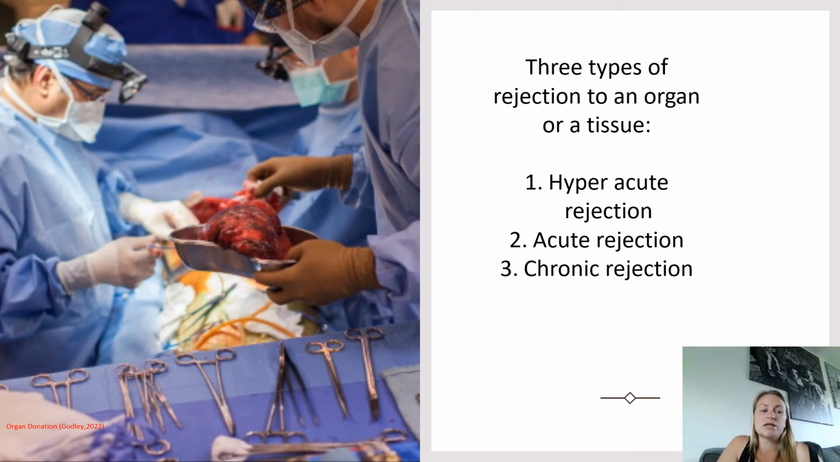Chronic rejection is the constant attack from the immune system that causes damage to a transplanted organ, causing long-term loss of function in the transplanted tissues by fibrosis.